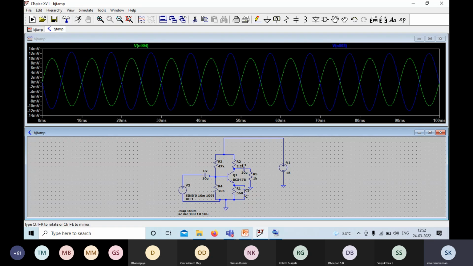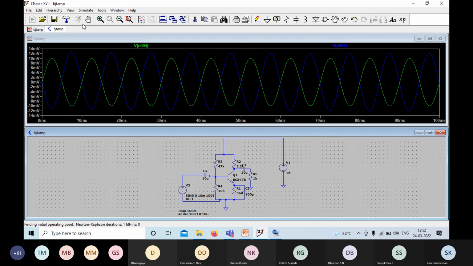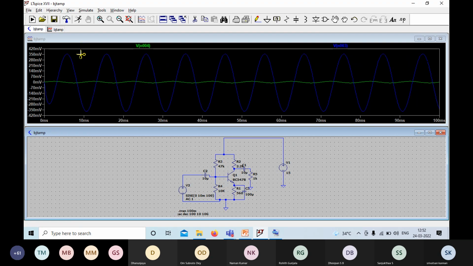I'm placing this capacitor, 200 micro. So when you design a transistor, you have to look into the Q point of the transistor. What is the Q point? Operating point.